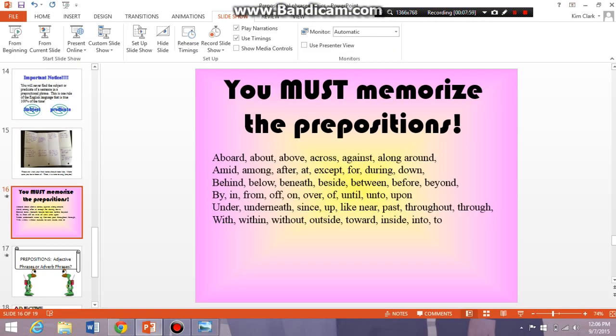Against the long around, minimum after except for hearing down. Behind me, low, beneath, beside, between, before, beyond. By and from, up all the road, from still onto a pond. Underneath, sits up, like near, past, throughout, through. Within, without, outside, toward, and tad into two.